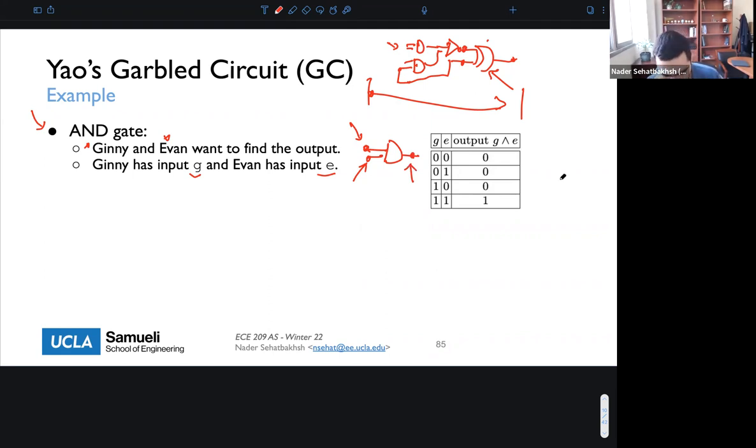And here, what I'm showing is the truth table of this gate. This is nothing but basic digital logic design. So we show the inputs by G and E, and the output is the AND of these. 0, 0 would be 0, 0, 1 would be 0, 1, 0 also 0, and then 1, 1 is 1. This is just a classic truth table for AND, right? So nothing new so far.